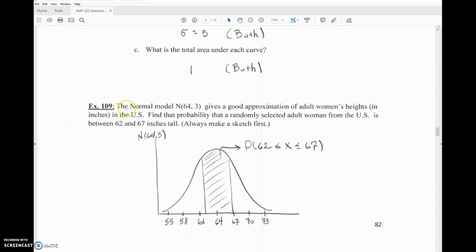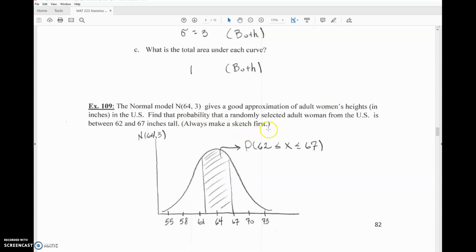Okay, so the normal model, N(64, 3). Remember the first number here is the mean of the distribution we're looking at, and the standard deviation is the next number, 3. That gives a good approximation of adult women's heights in inches in the United States. Find the probability that a randomly selected adult woman from the US is between 62 and 67 inches tall.